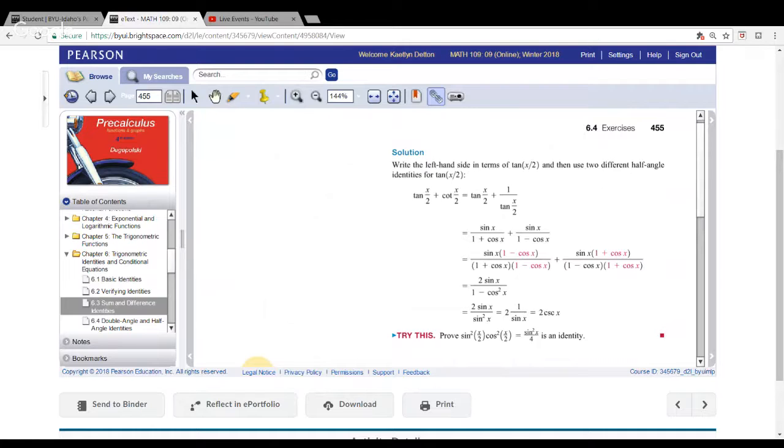So it should become sine squared, or sine squared x, I think. Sine plus sine becomes sine squared. Yeah, sine squared x over 1 minus cosine x. And then I don't think we can reduce that anymore. I don't think so either.